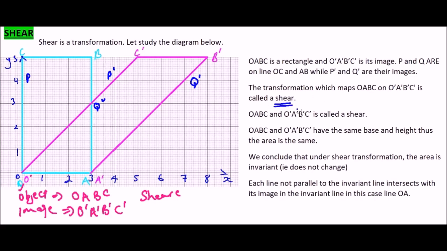And how do we describe this transformation? We describe, we have the base height.